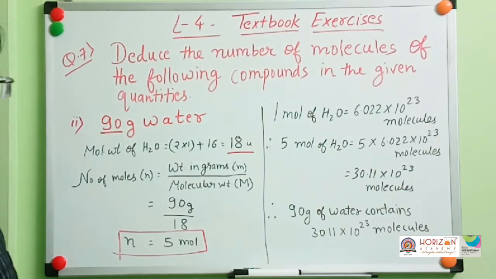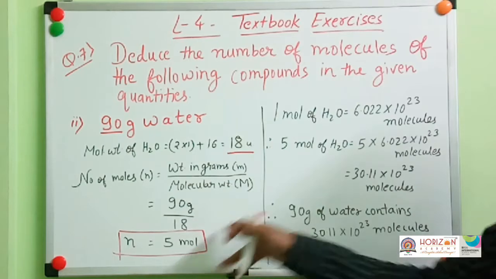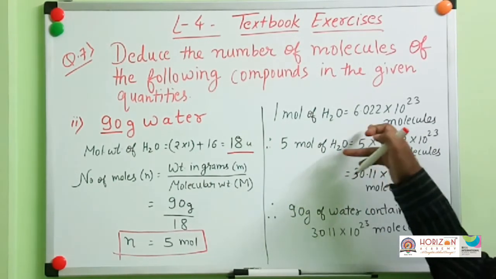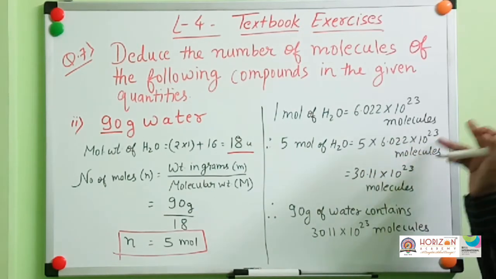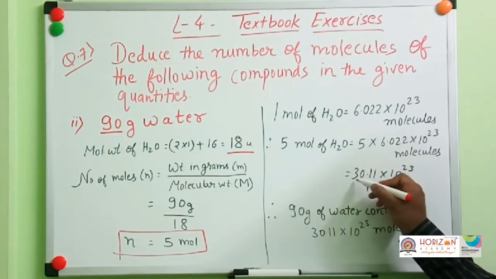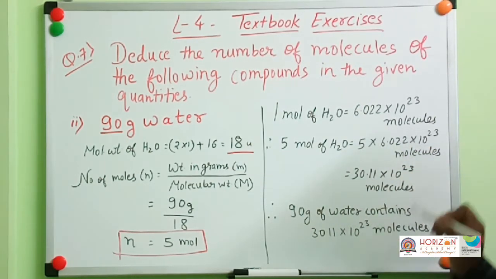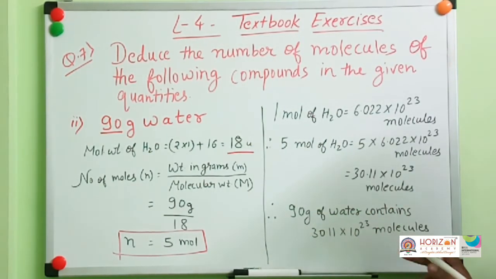Now next step, number of molecules. So for the number of molecules, you know that 1 mole of any substance will contain this much of molecules. So therefore 5 mole of any substance, that is in this case water. So 5 moles of water will contain 5 into 6.022 into 10 raised to power 23. So after multiplying 5 into 6.022, you get the answer as 30.11. So 30.11 into 10 raised to 23 molecules. So therefore 90 gram of water will contain 30.11 into 10 raised to 23 molecules.